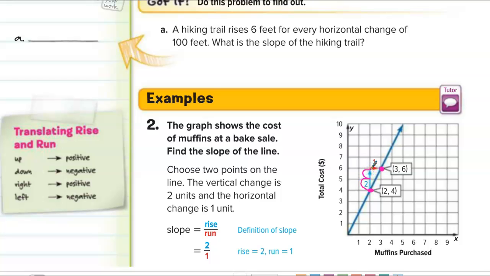2. I counted the squares. How many do I have to run to get to the next one? 1. I have to run 1. So my rise over run is 2 over 1. What would I label this? 2 muffins. Should that make sense? No. $2 per one muffin. Your y label is dollars. So $2 per one muffin.